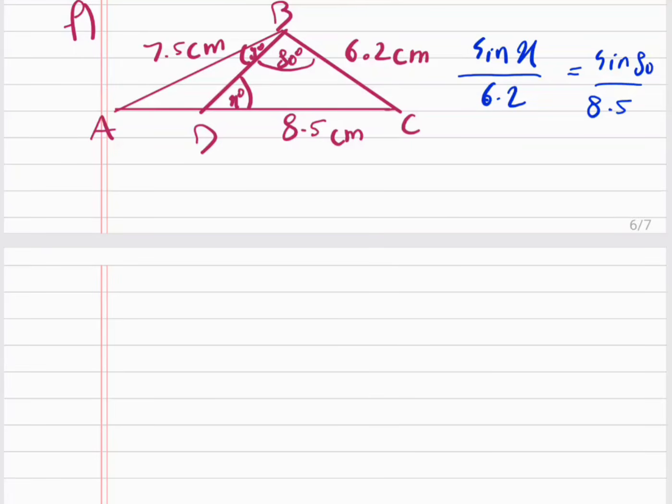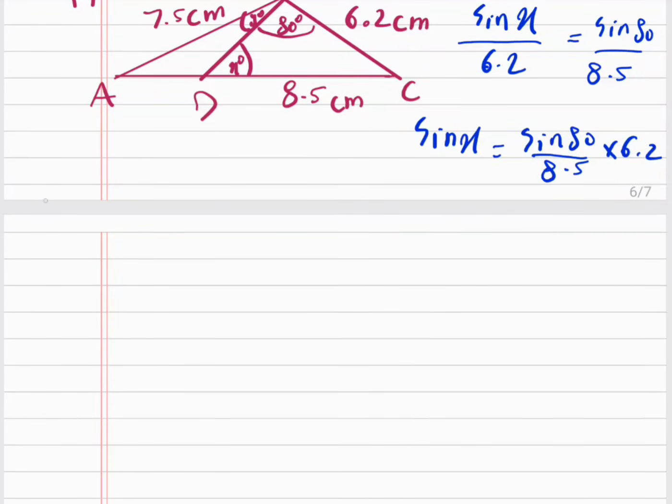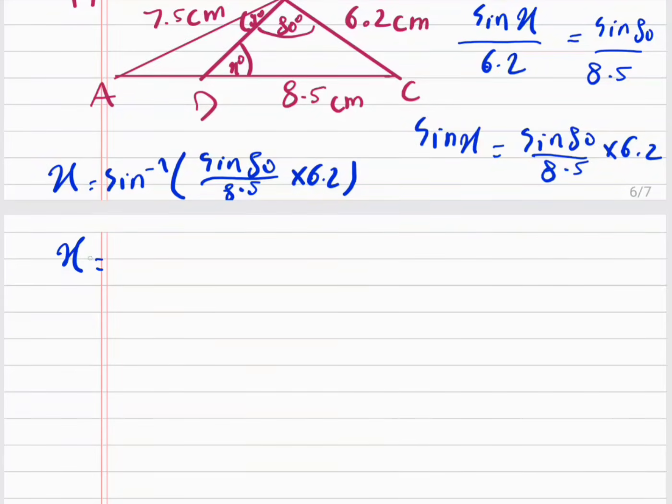That's the first equation, so we just need to rearrange this and then find the sine inverse to find the value of x. So we have sine 80 over 8.5 times 6.2, and then we can just use the calculator to find the sine inverse of the right hand side. So the answer is equal to 45.923 significant figures. So that's the value of angle x.